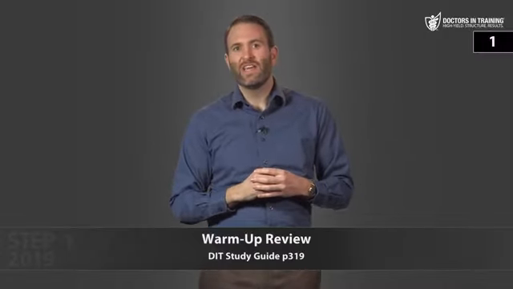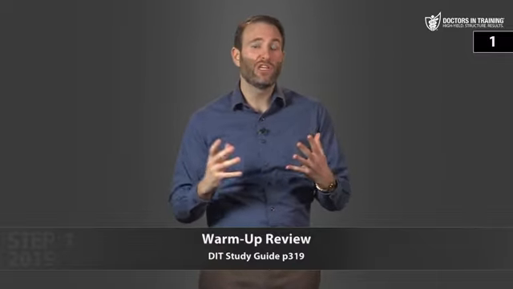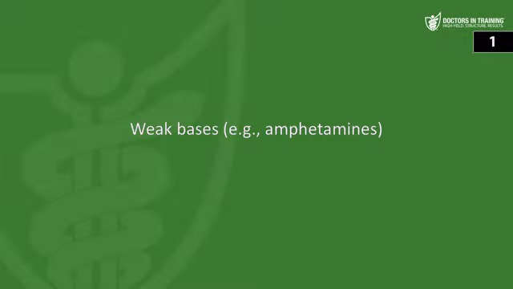It's time for another 3-question warm-up. Let's get going. Which medication overdose can be treated with ammonium chloride? So ammonium chloride is going to acidify the urine. It's going to trap weak bases. So this is for treating overdoses of drugs that are weak bases. Things like amphetamines are examples.